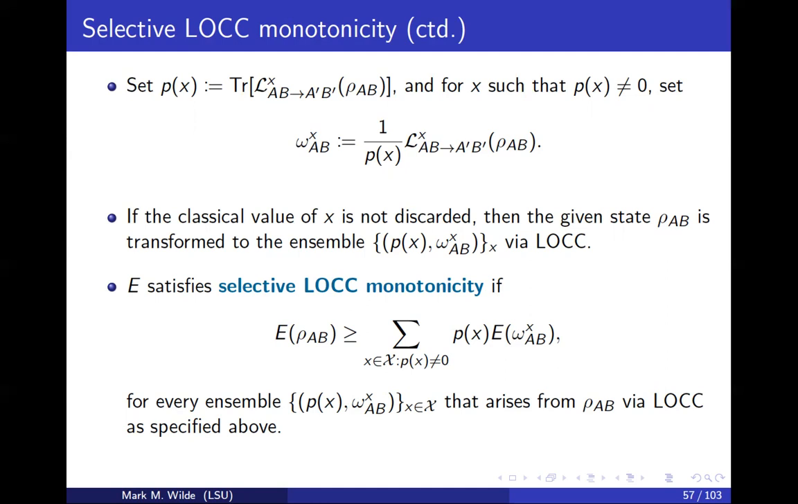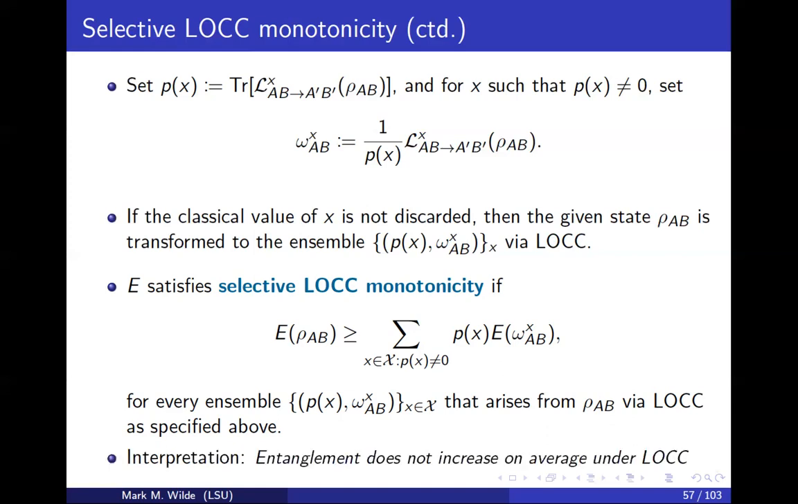right? So there's some initial entanglement for this initial state. And then for each of these final states after this procedure, there's some amount of entanglement. And this is the average of those entanglements. So this is saying that selective LOCC monotonicity means entanglement does not increase on average.